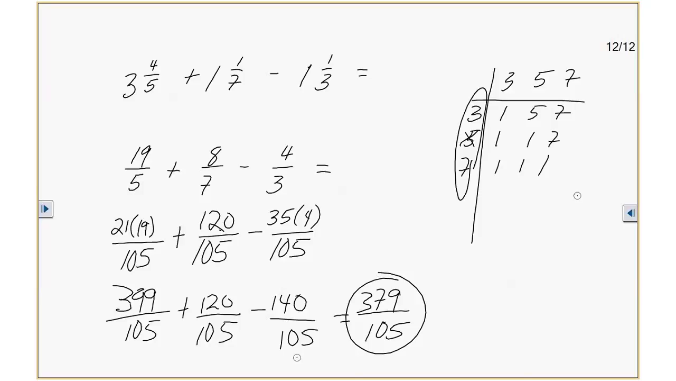Now, you started with a mixed number, so you might want to end with a mixed number. So 105, 315, so 3 and 15 away from 379 would be 64. So 3 and 64 over 105, somebody check it. Three times 105 is 315, 315 plus 64 is 379. Somebody take 379 and divide it by 105, and then take 64 divided by 105 and see if you get the same decimal.